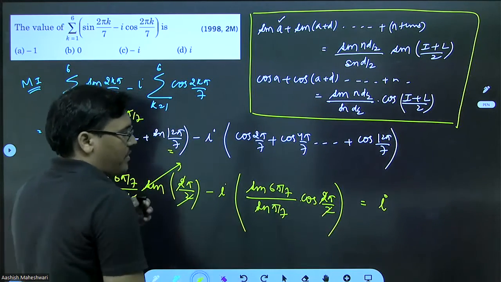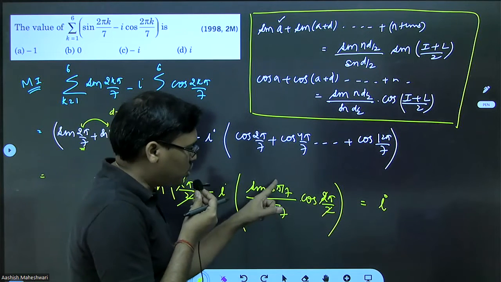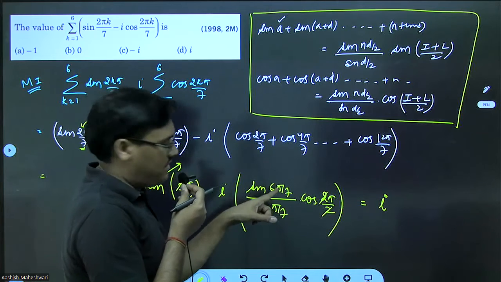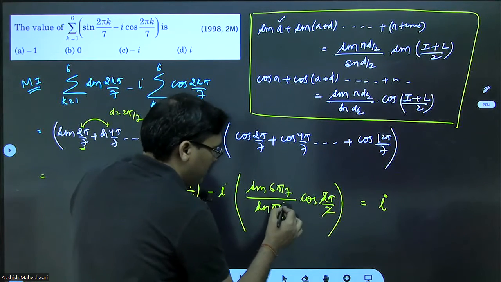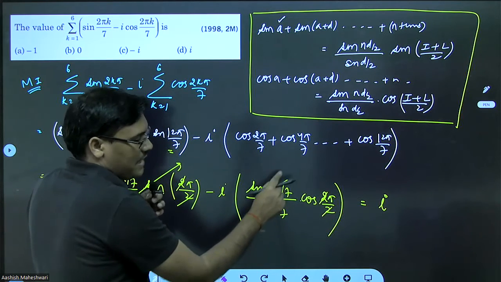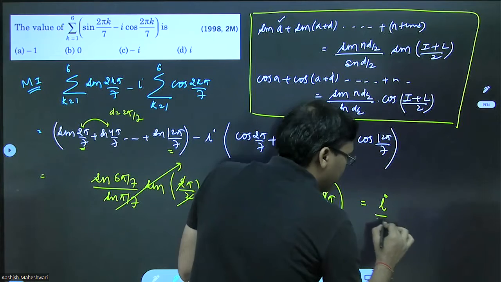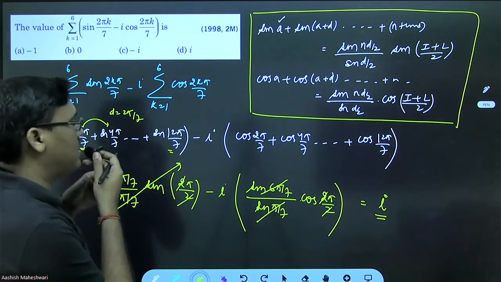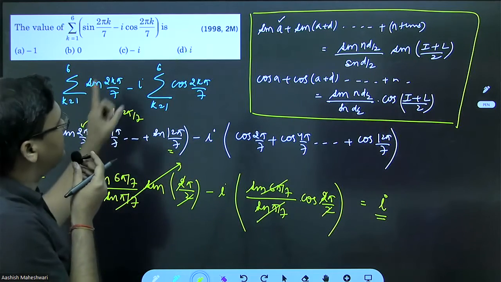Minus, plus. You can see here, these two are supplementary angles. If this is theta, this is pi minus theta. If these are supplementary angles, the sine values will be equal. Sine of pi minus theta is the same as sine theta. That will be cancelled. So what is the answer? This is equal to iota. So this sum is equal to iota. I hope this is clear.